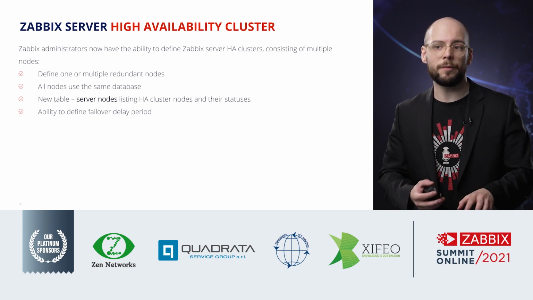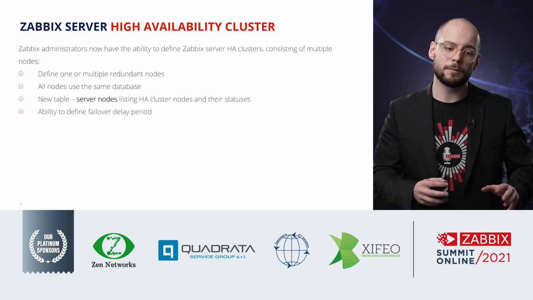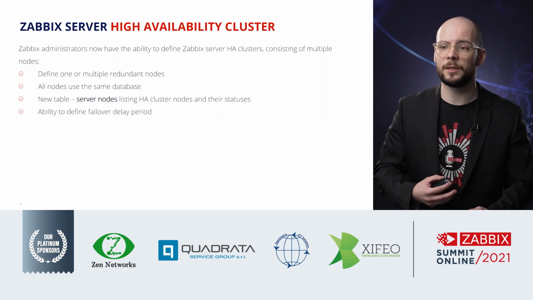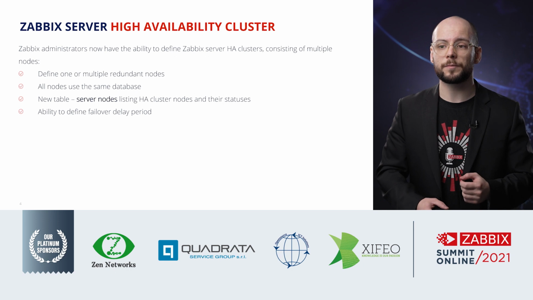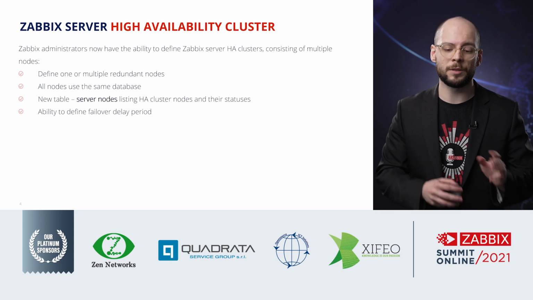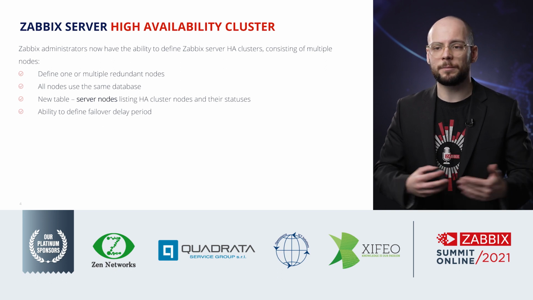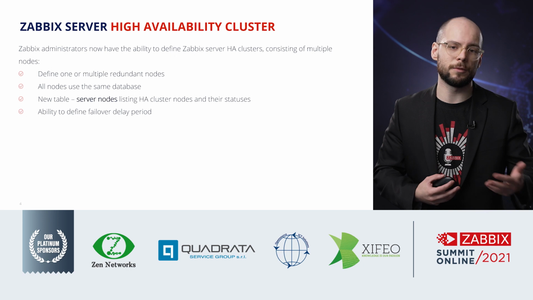And under the hood, we will have a new table called server nodes that will list all of the HA nodes and their statuses. Is it active? Is it disabled? Is it in standby mode right now? And we can also define a failover period. So after how much time should we switch to a different node if the current node fails?